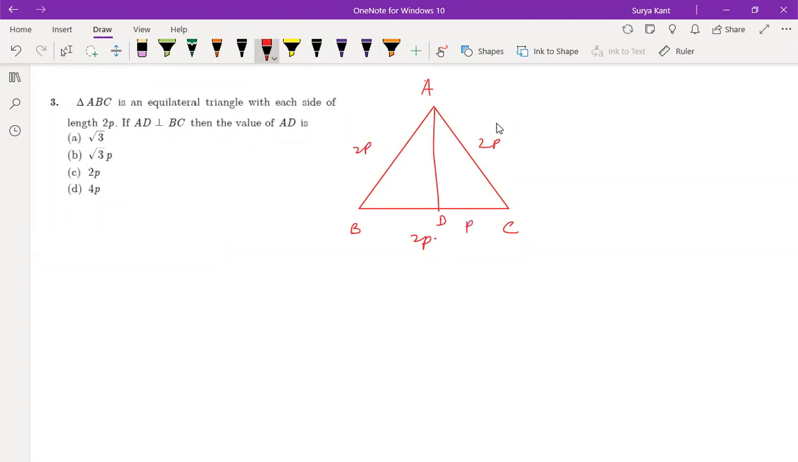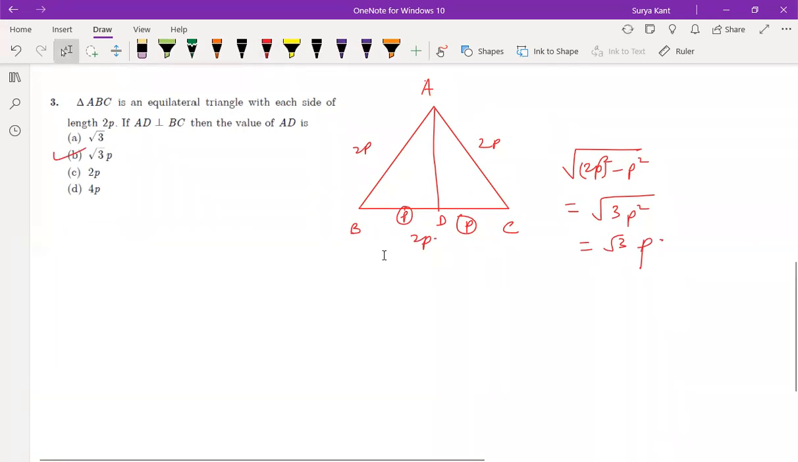So this is P, this is P, right? So this will be root over 2P square minus P square. 2P square means 4P square minus P square, 3P square. The answer is root 3P. Very easy question. Hemant, you understood? Yes, sir. These starting questions are very easy.